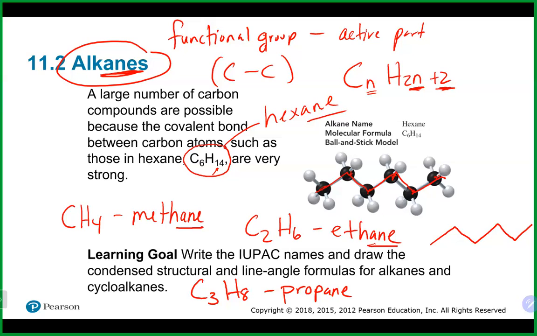So alkanes always have single bonds. They always have that connection of basically 2 times the number of carbons plus 2 for how many hydrogens it should have.